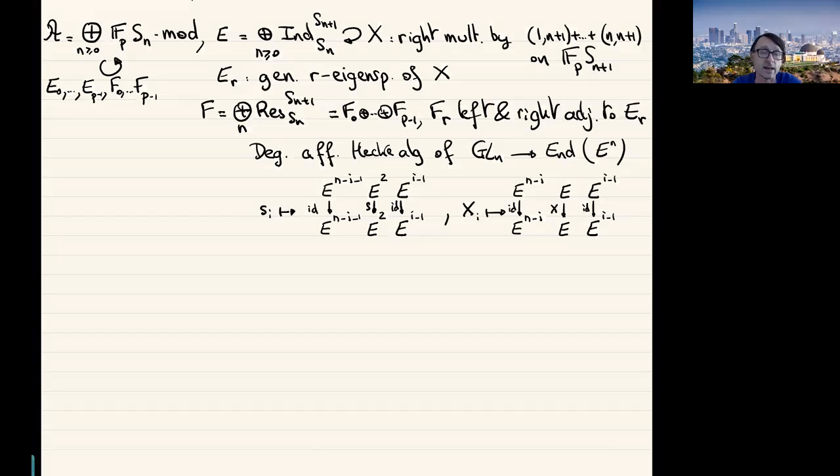And we can take E_r to be this generalized r-eigenspace, for r an element of F_p. And we can decompose F similarly, with F_r being the adjoint to E_r. So now on our abelian category, we start with E, and we take F as the adjoint. And the fact that we have this X acting on E allows us to break down E as a direct sum of various functors. And so we have now all those functors, E_i's and F_i's, acting on our abelian category.